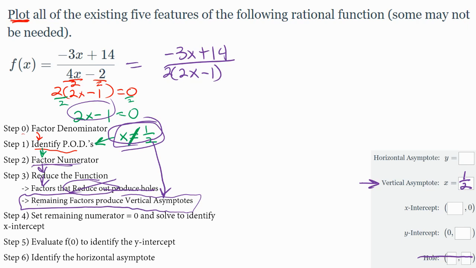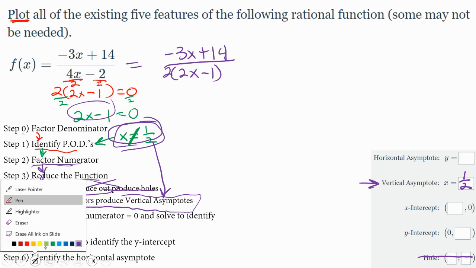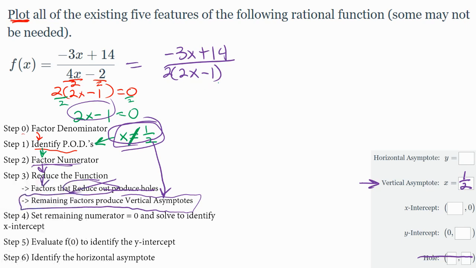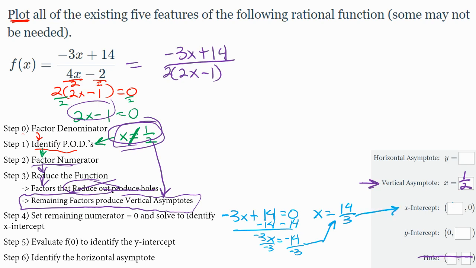So now we continue through. We're done with steps 1 through 3, and now we're on to step 4, which is to set the numerator equal to 0, and that will allow us to identify the x-intercept. So I'll just write that down here, -3x plus 14. Setting that equal to 0, it's going to yield x equals positive 14 thirds. And how I do that is just subtract 14 from both sides, and that's going to give me -3x equals -14. Divide both sides by -3, and that is giving me the positive 14 thirds. So as a coordinate, you put that right here, 14 thirds, comma 0.